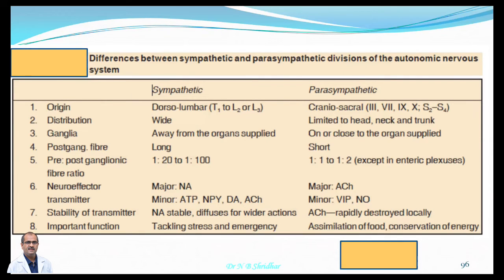The important functions of the sympathetic nervous system are tackling stress and emergency. To face an emergency, the fight or flight reflex, the sympathetic nerve should be active, whereas the parasympathetic nervous system is concerned with assimilation and digestion of food, and conservation and production of energy. Both are in opposite action. That's how the difference between the sympathetic and parasympathetic nervous system falls.